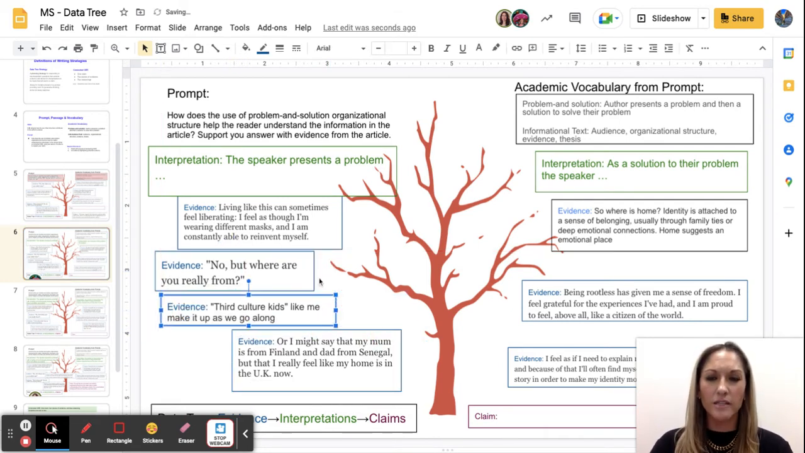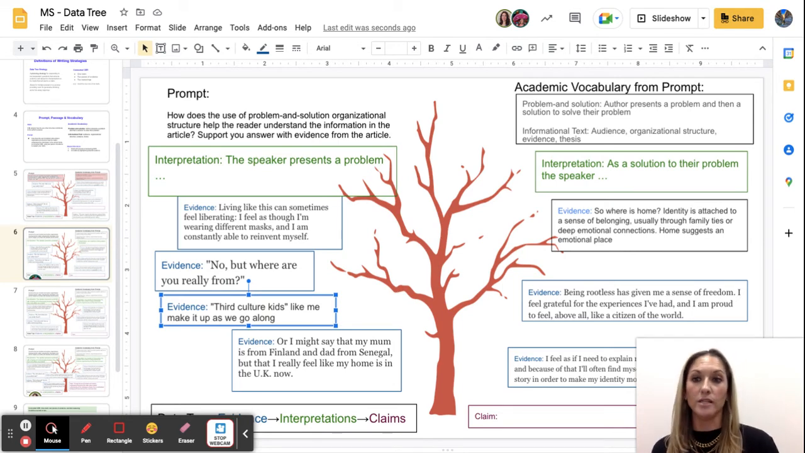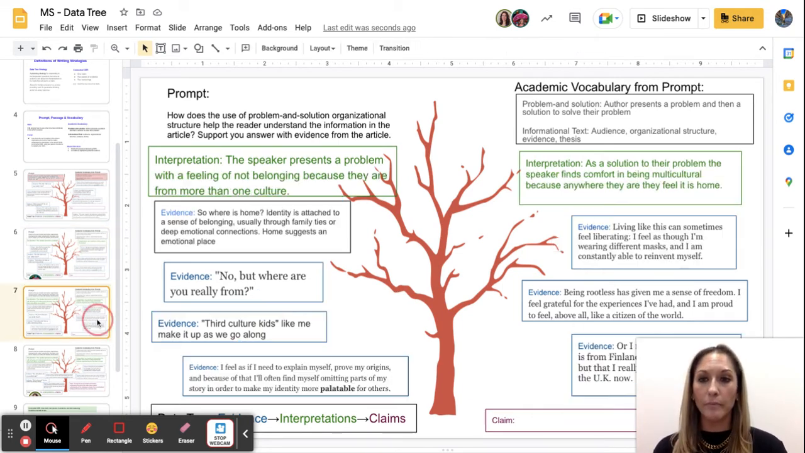So I'm moving all of this evidence under the problem. And then I'm also finding my evidence that is the solution, because that's the evidence I was looking for. That was my charge as the reader. I'm pulling all of this evidence and grouping it together in hopes to create an interpretation. So I see that the speaker presents a problem, and then I see that the speaker is also proposing a solution. The next step in my data tree is, as I'm answering this question, I'm making an interpretation now.